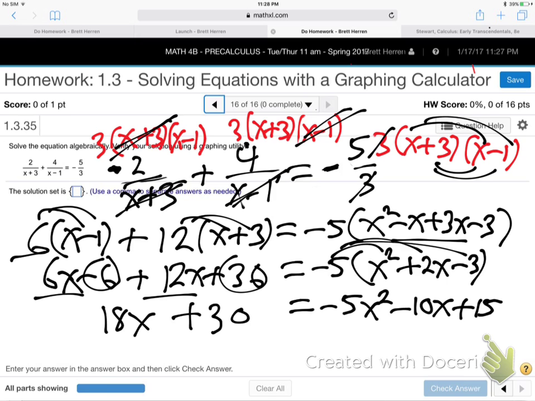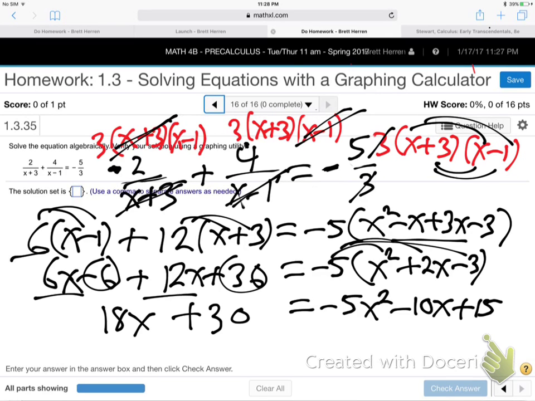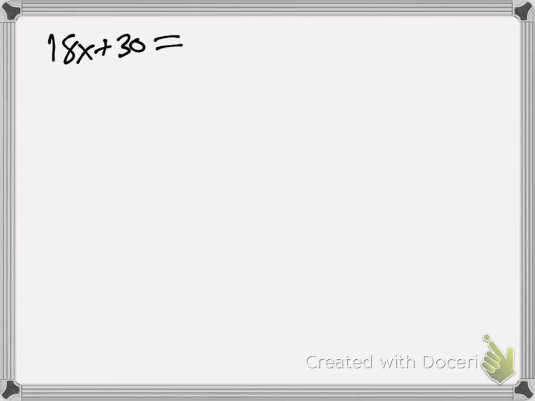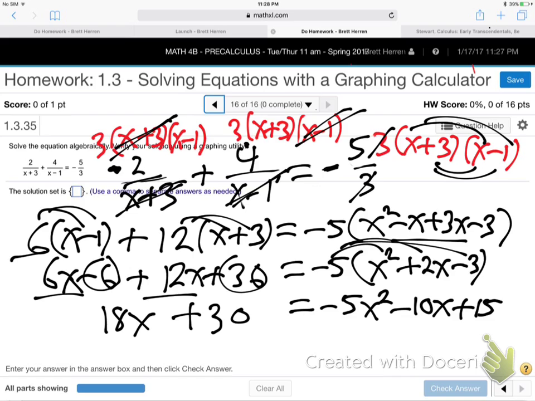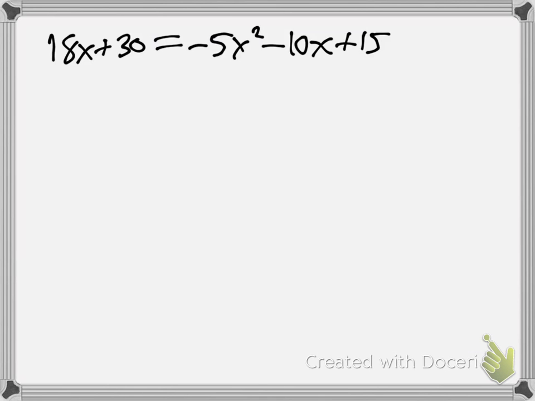What should we do with this? Well, whenever you see x squared, you've got to have a game plan. So let me recopy this to another page. We have some more work to do. So 18x plus 30 on the left side. And the right side is minus 5x squared minus 10x plus 15. Do I have that right? I do.